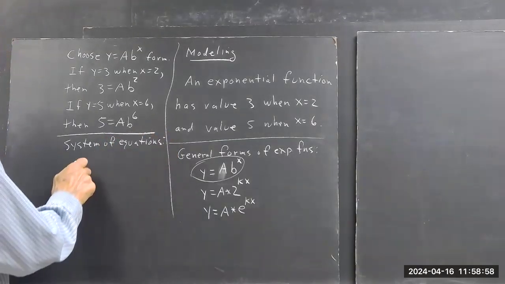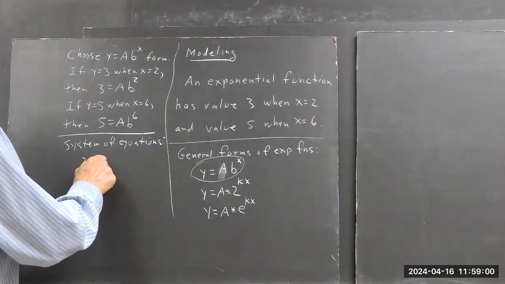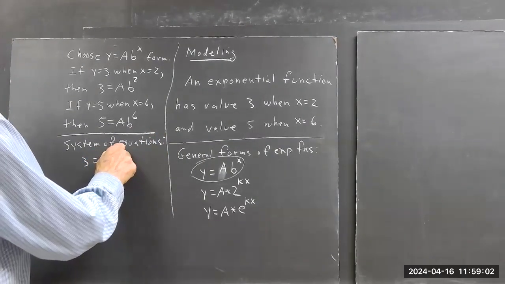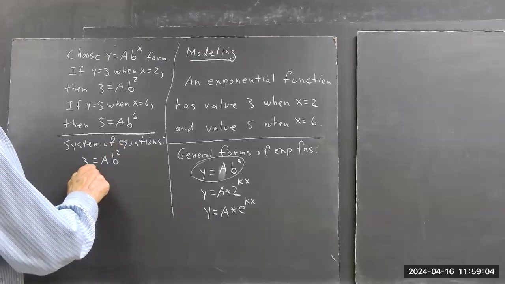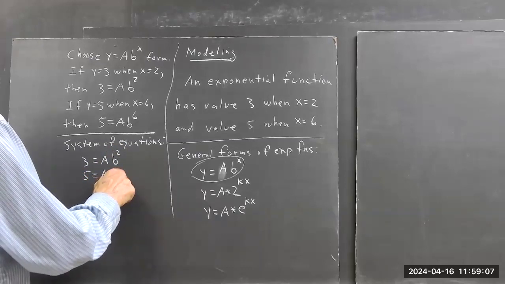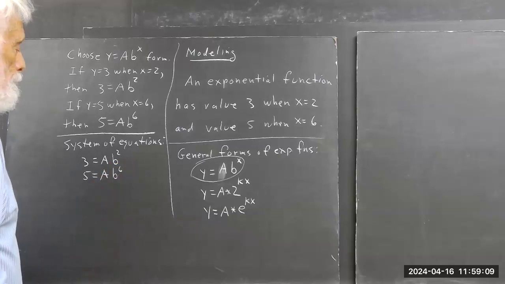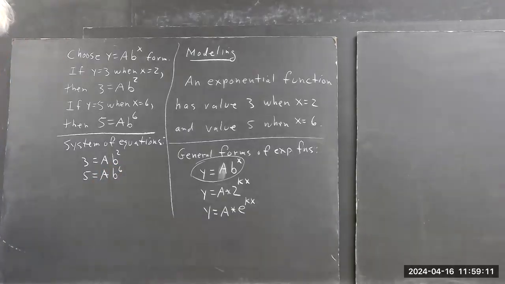This gives us a system of equations. 3 equals a b squared. 5 equals a b to the 6th. There are 2 numbers we don't know, a and b.